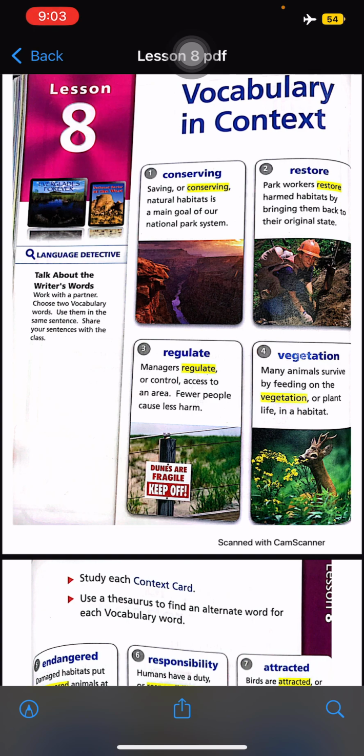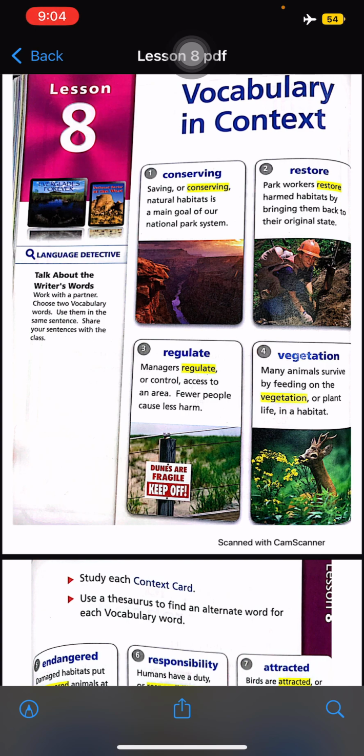Let's read the example that we have here. Saving or conserving natural habitats is the main goal of our national park system. The second word is restore. It means to bring back or to re-establish. Park workers restore harmed habitats by bringing them back to their original state.